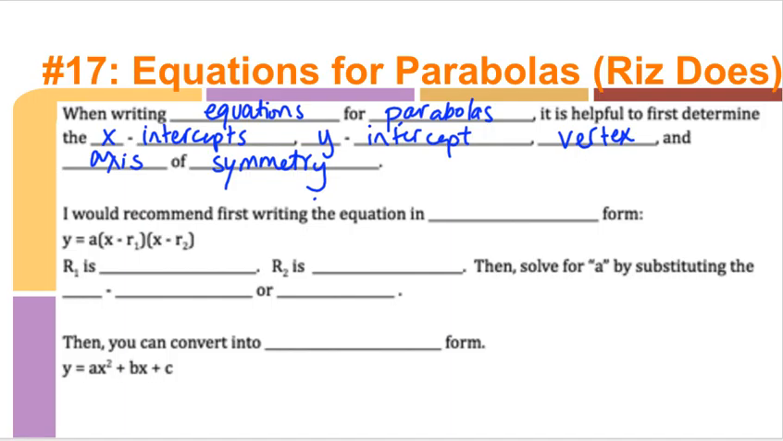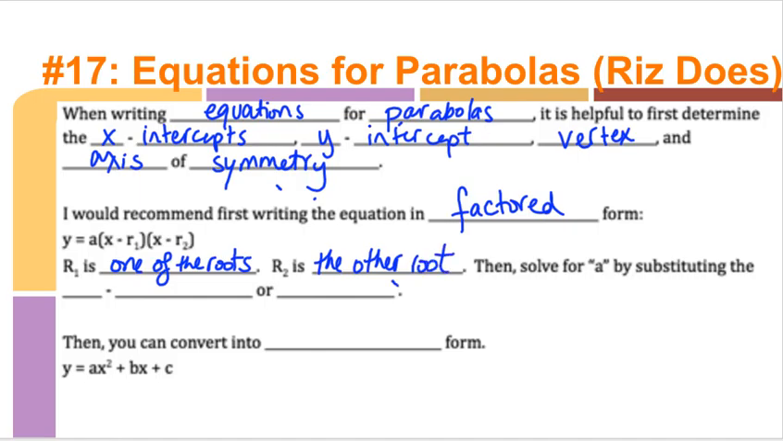I would recommend first writing the equation in factored form. So that's y equals a multiplied by x minus r1 and x minus r2. Now if you remember from the beginning, r1 is one of the roots, which again means an x-intercept. R2 is the other root. Now if there's only one root, then you would just write it twice.